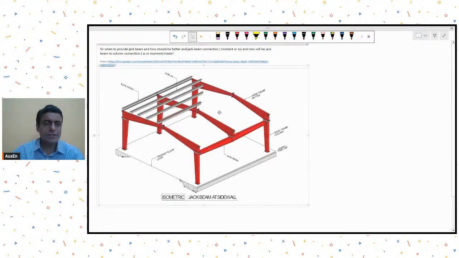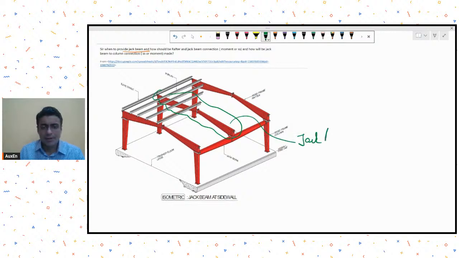Okay. So what is his question? His question is, when to provide a jack beam and how should the rafter and jack beam be connected. Okay. So when to provide, the answer is it will depend on the structural or any other requirement. What do you think? If anyone in the live audience can tell me, why do you think jack beams are usually required? So this is what is called a jack beam. These topics we have discussed in a lot of detail in our PEB course. So this is a jack beam.